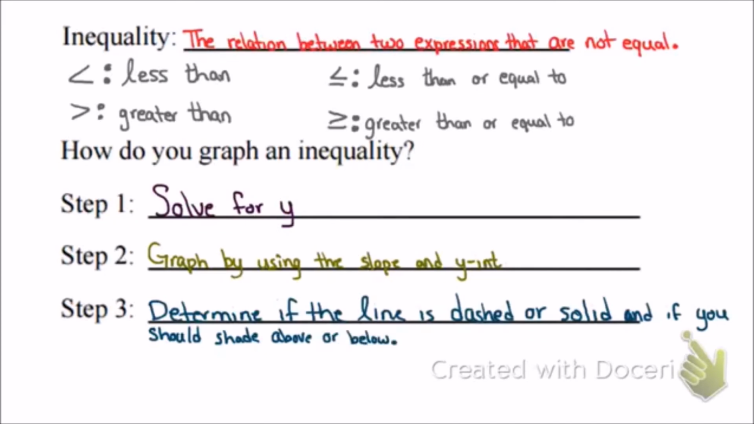Okay, so let's review what we would need to look at to determine where we shade. So, first of all, if it's a dashed or solid line, dashed means not equal.